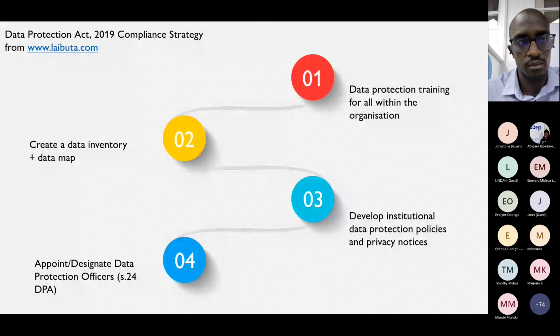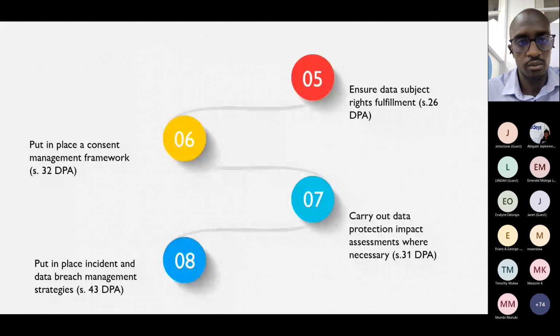But the challenge with this is that there'll be a conflict of interest at a particular point, because the DPO usually carries out assessments to see whether people within the organization are complying with the act. So for example, if you designate your chief legal officer to be the DPO, will this person be able to audit themselves? And you see that brings up a conflict of interest.